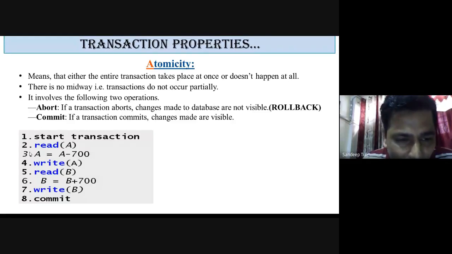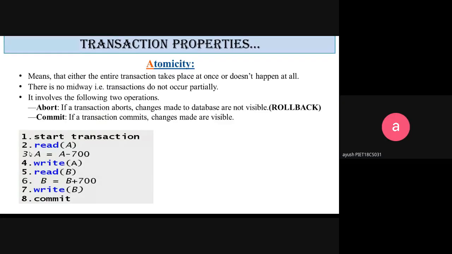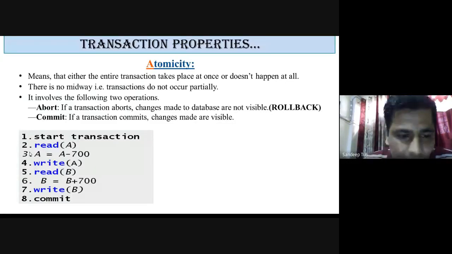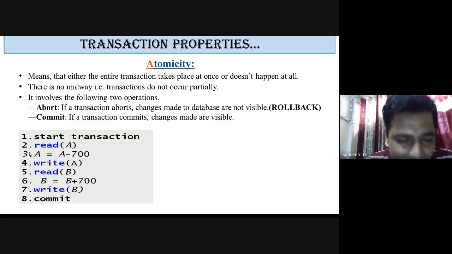Is it visible on your screen? Yes, sir. So how many statements are there in this? 8 statements are there. Good. It starts with the start transaction. The first statement is the start transaction, and the last statement is a commit statement. If you remember, we learned this in the first unit, transaction control language, and we also did it in the previous classes, the physical classes when we were in the colleges.